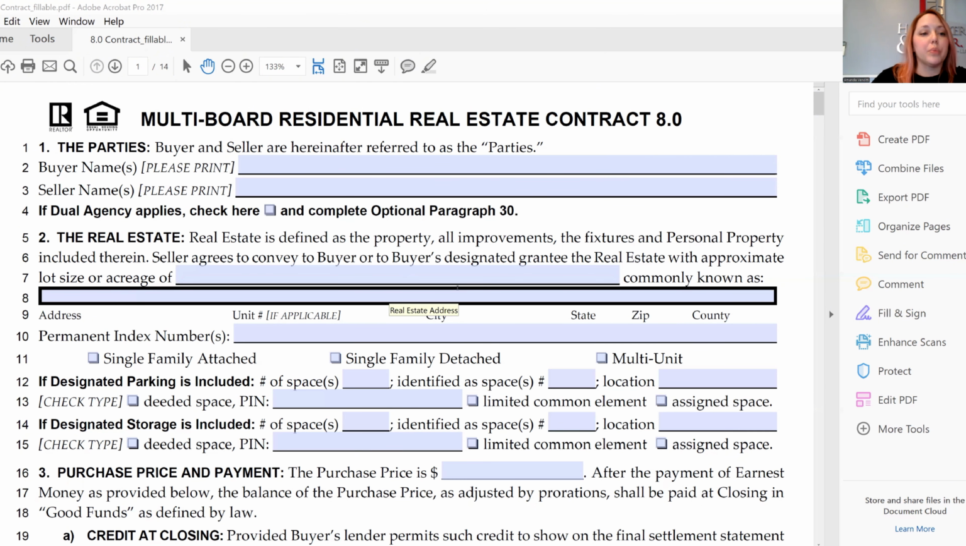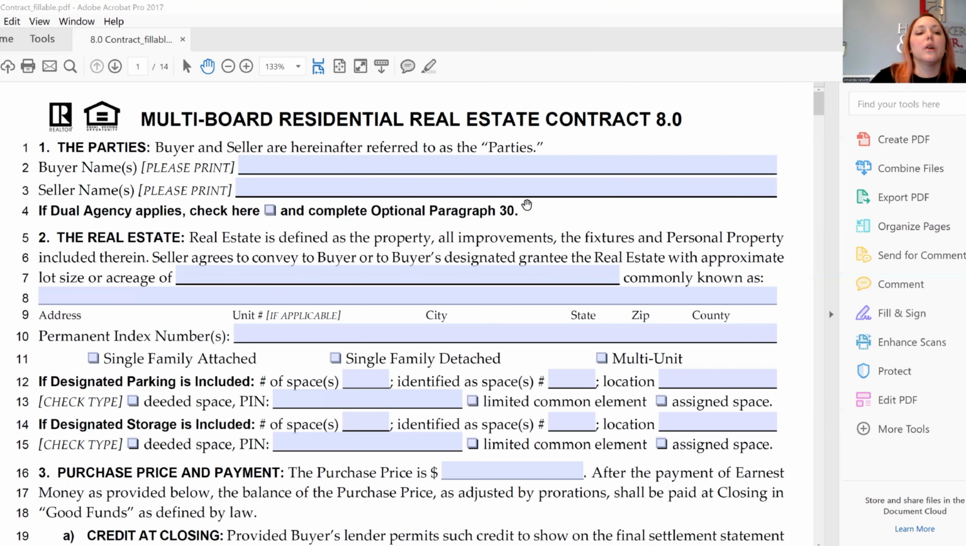All right, next up, we have paragraph 2, the real estate. So the real estate, this is where you're going to put the lot size or acreage and the address of the property, along with PIN numbers and whether or not it's a single family attached, detached, or multi-unit. So let's start with the lot size or acreage.